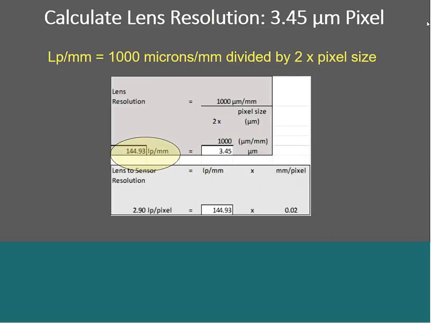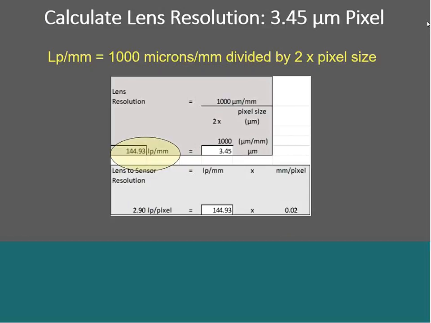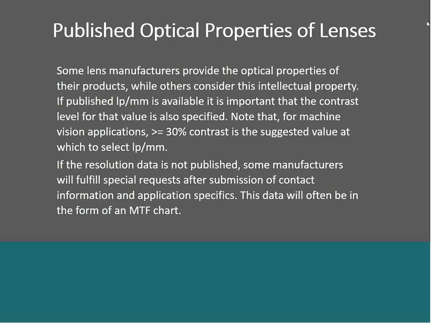For the 3.45 micron pixel, we need about 145 line pairs per millimeter. So that range, 90 to 145, depends on what type of sensors. You get this optical data, which is published by most manufacturers. Some write it on a website, some IP, but you can get it from everyone.